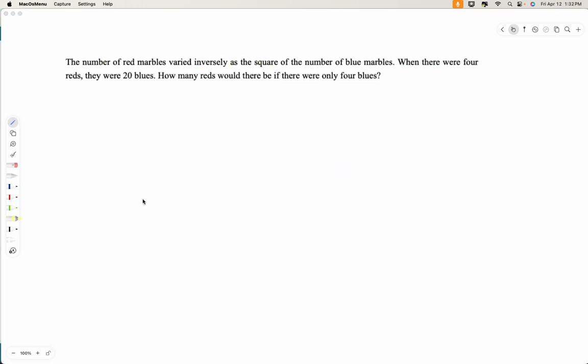All right, the number of red marbles. So we've got red marbles, right? Varied inversely. So inversely means division. As the square of the blue marbles. So red varied inversely, so that means division, as the square of the blue marbles. I want you to take that formula, drop in the information, and solve this one for yourself. I want you to take what we have done and apply it here. Okay, see if you can solve this one on your own.